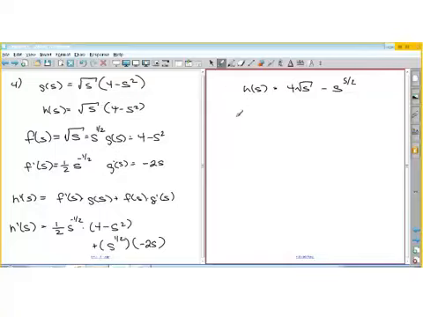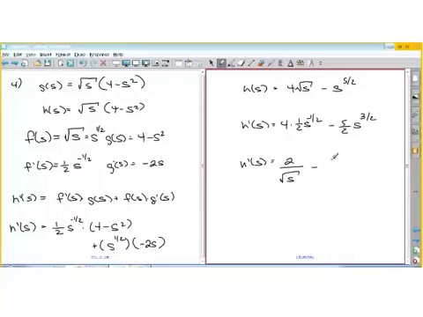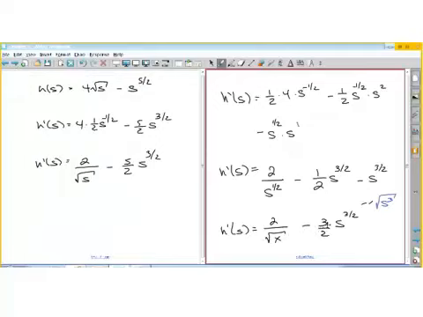Let me make sure I didn't make any mistakes here. Okay, so if you take h prime of s, the derivative of this is 1/2 s to the minus 1/2. We've already done that. And the second one is you take the exponent and you reduce the exponent by 1. 4 divided by 2 is 2, and s to the minus 1/2 power is 1 over the square root of s, and so we get 5/2 s to the 3/2. Okay, which doesn't match up with this, so where did that go wrong?